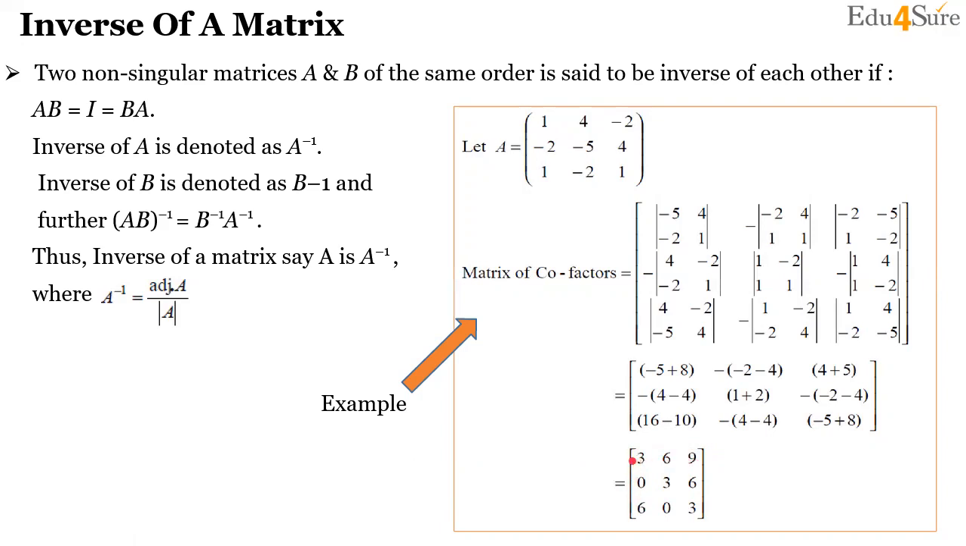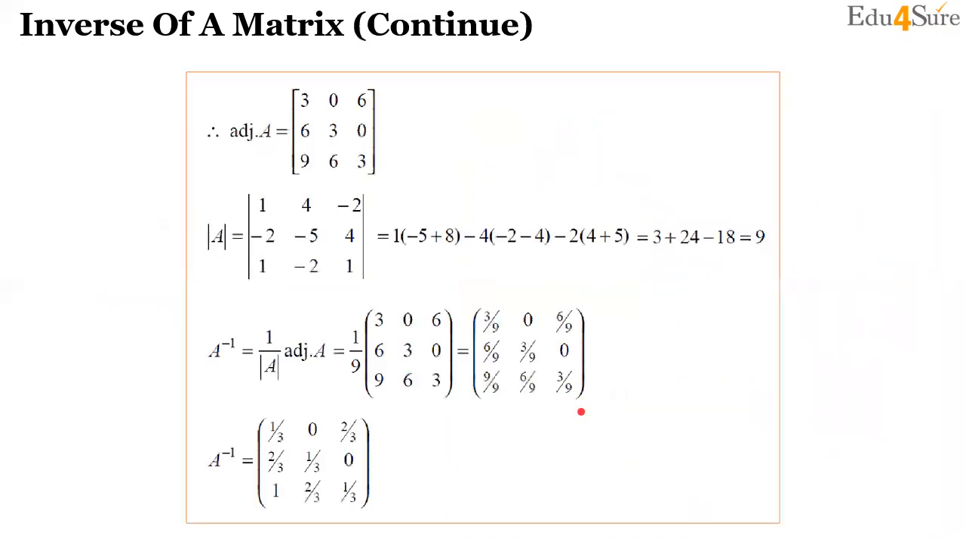So here 3, 6, 9 is your first row. It will become the first column. So let's see the example. You can see here 3, 6, 9, that was the first row, will become your first column now. 0, 3, 6 is your column now. So here I converted every row to a column, and after performing the transpose operation, I got this.